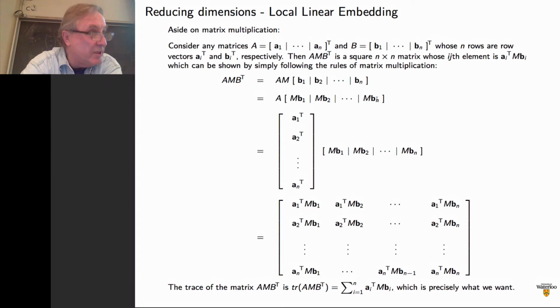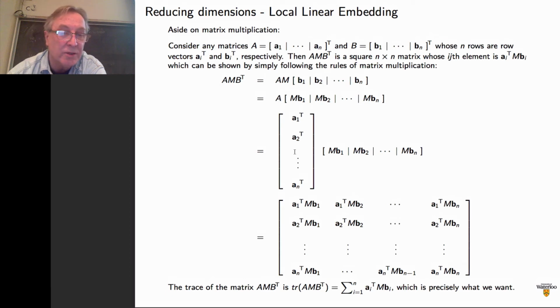That's how matrix multiplication works. Now I've got this A matrix here, which has rows A1 transpose through AN transpose, and that product MB transpose. Well, how do I get the 1,1 element of that product? I'm going to take the first row of this times the first column of that. That's the 1,1 element.